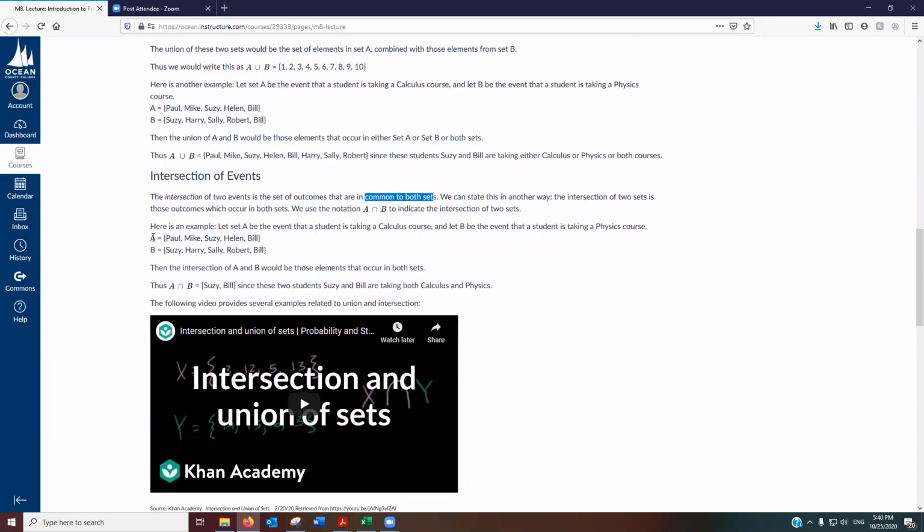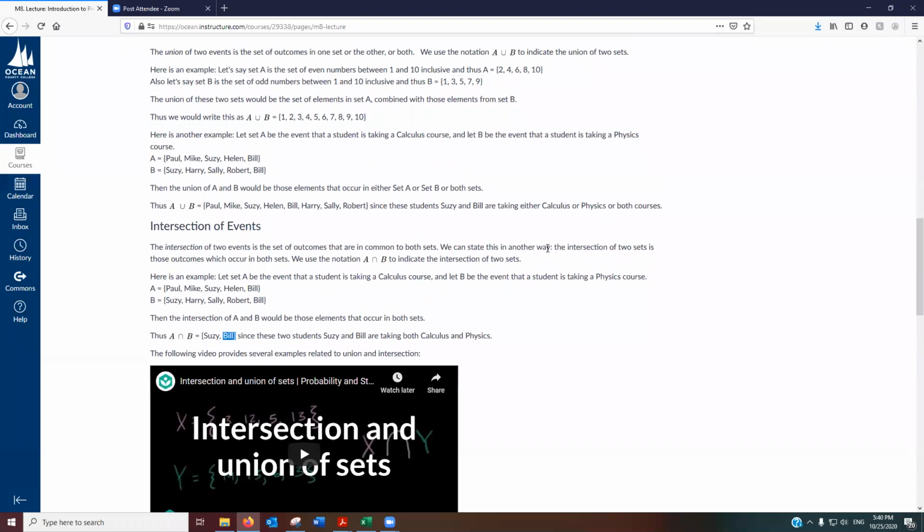So let's go back to calculus students and physics students. Well, the intersection would be students that are taking both calculus and physics at the same time. So what I'm going to do is look for students that are in both sets. Well, I'm noticing Susie is in set A and in set B. So Susie's going to be in the intersection. Bill is in set A, set B. Bill goes in the intersection as well. Okay, so when it comes to union, think of the word or. When it comes to intersection, think of the word and.